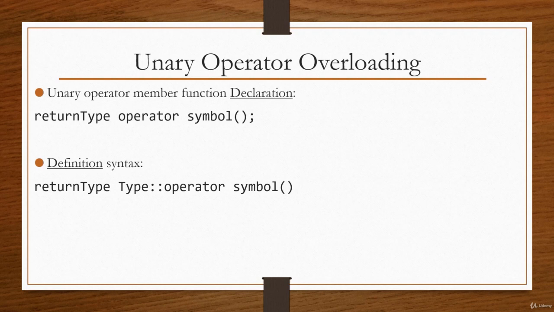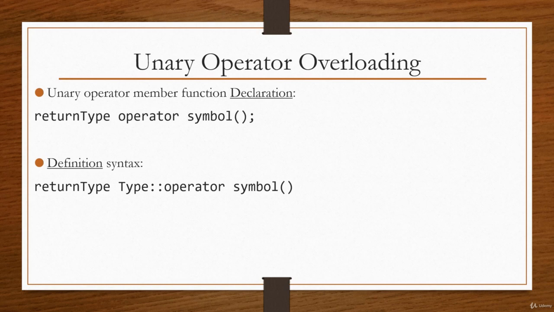You will again have the return type, the type name. Those will typically be the same, so your user-defined type name. The scope resolution operator, the operator keyword, the symbol again, so again plus or minus or whatever it might be, and then the parentheses. There are some exceptions that we'll look at, such as with the increment and decrement operators, but I'll actually discuss that in the next video.